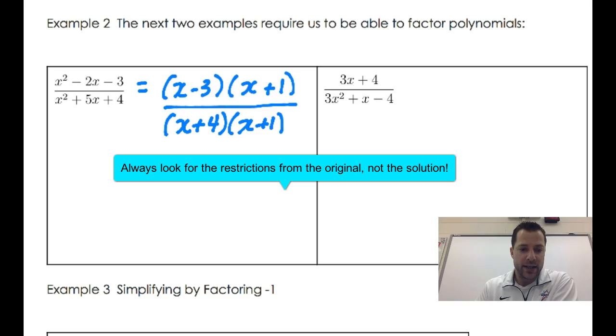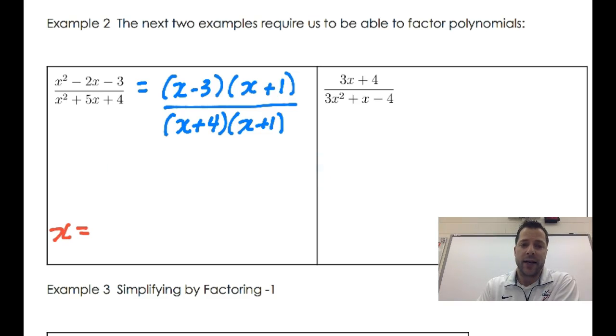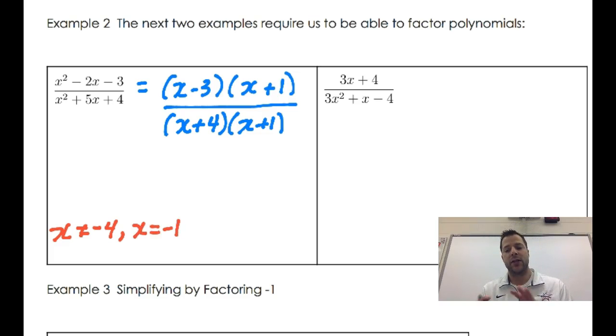So if I look in the denominator, what makes the denominator 0? Well, if I have negative 4, negative 4 plus 4 is 0, so x cannot be negative 4, and x cannot be negative 1. Those are the first things, your restrictions, and you always look back at the original expression for your restrictions, never after you simplify.